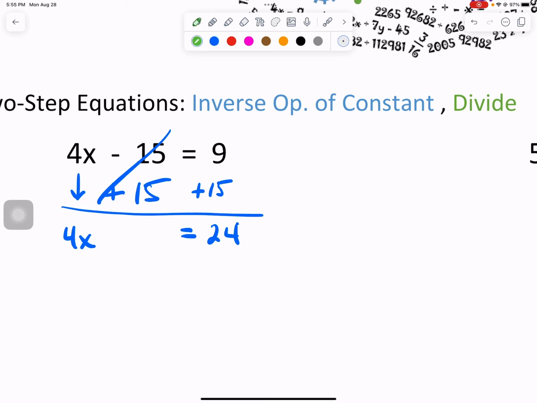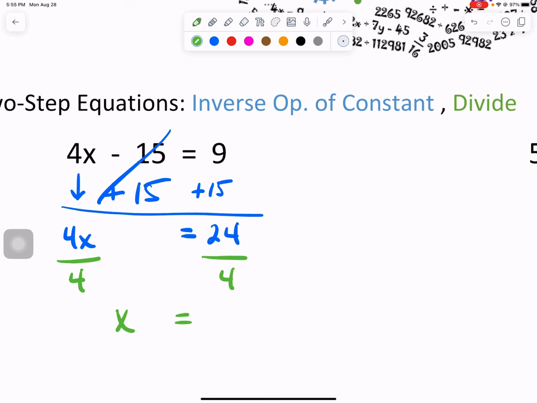And just like in our last video, we just divide by the coefficient of x. That is the number in front of x, or the number in front of our variable, in this case, which is x, and that number is 4. And what we do to one side of that equal sign, yes, we do to the other. 4 divided by 4 is 1, leaving us our x.